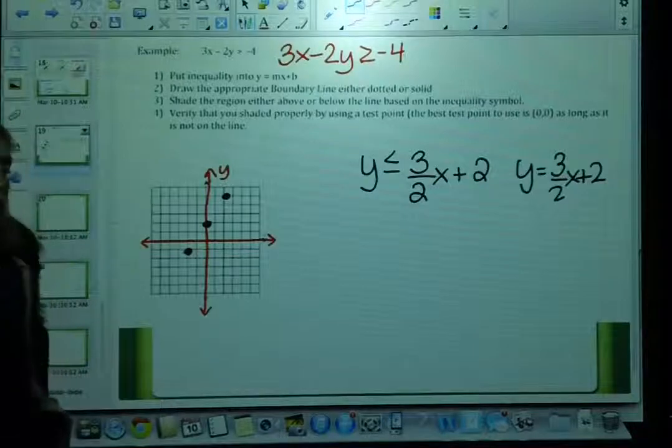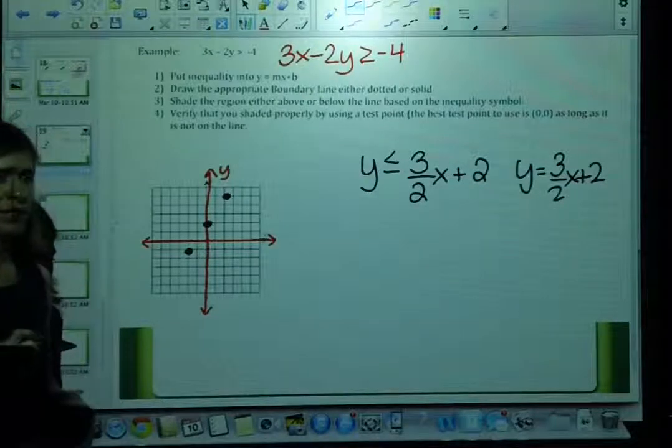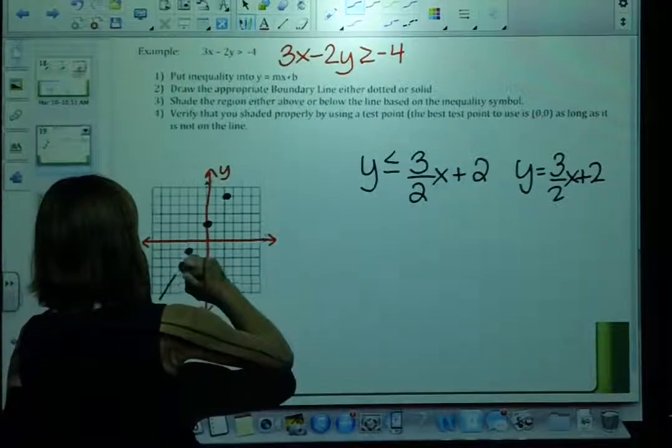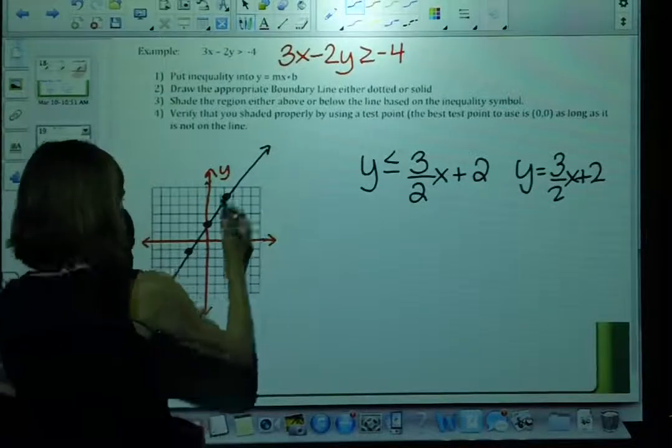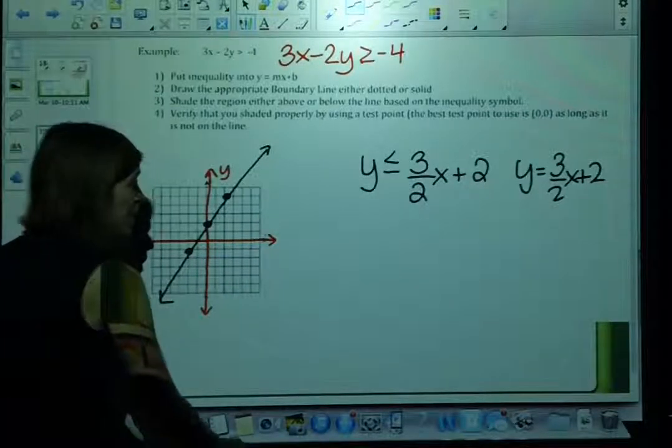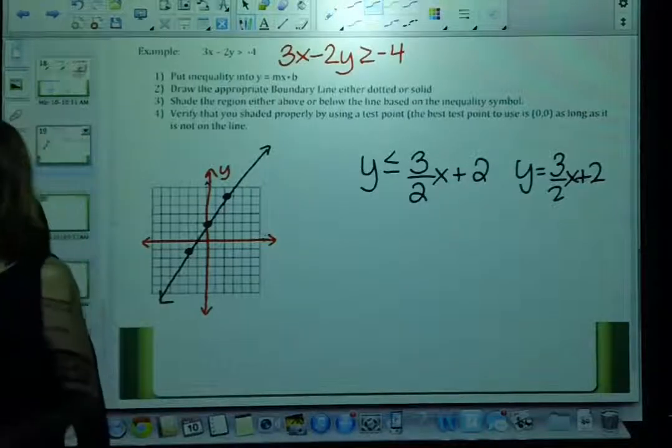What kind of line am I going to use? Is it going to be solid or dotted? Solid line. Why is it going to be solid? Because it's greater than or equal to. Good. All right, so then I look at my inequality because now I need to shade.